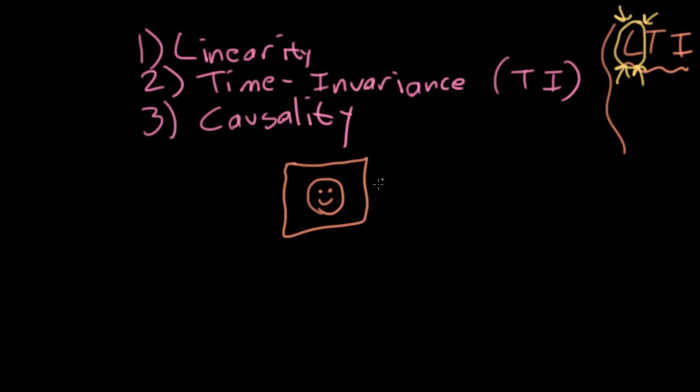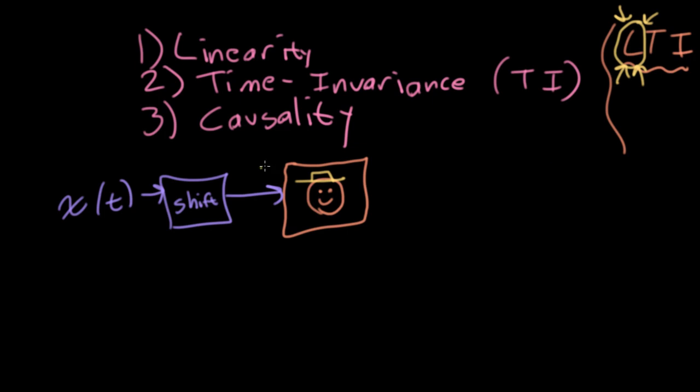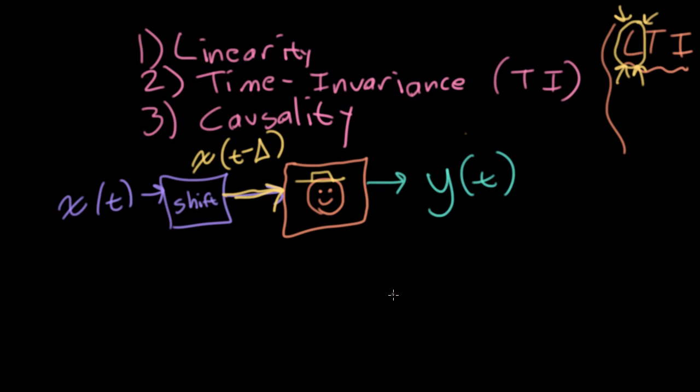Anyway, in order to put on the top hat of time invariance, a system must have the following properties. If we take a signal and shift it before going into the system, so this is going to be a shift operation, maybe we'll say what comes out here is going to be x of t minus some shift amount. Let's call it delta. Then we get some resulting output y of t out of all of this.